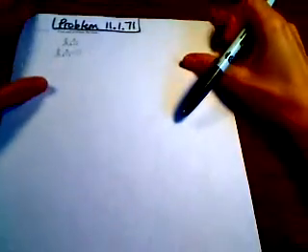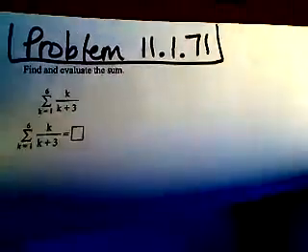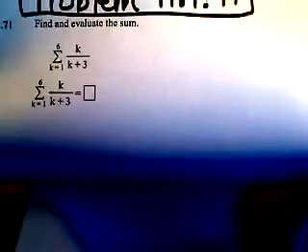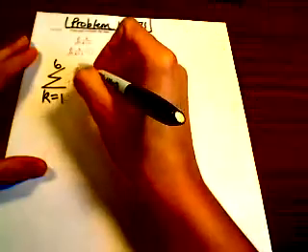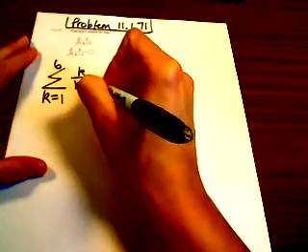Okay, so this is problem 11.1.71, and they ask us to find and evaluate the sum. I'm going to write this out a little bigger so you can see it. So this is the sum from k equals 1 to 6 of k over k plus 3.